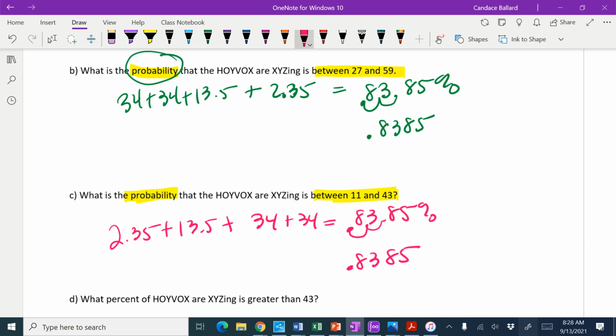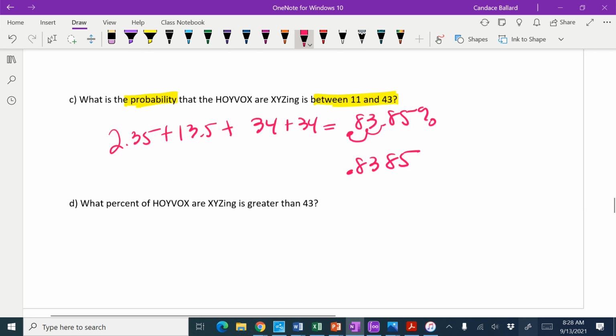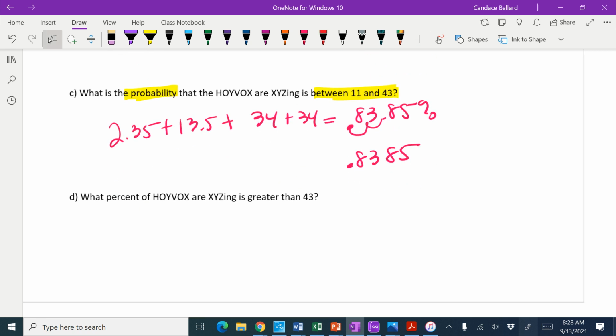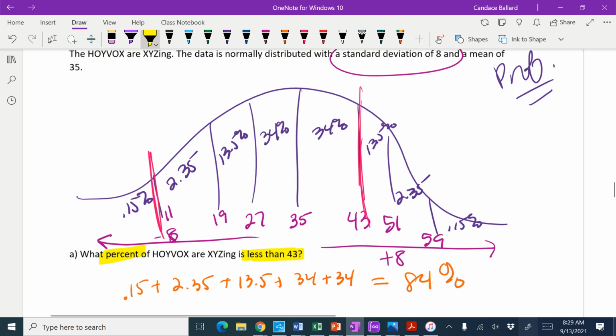Okay. So there's 3 scenarios, right? It can be less than something, it can be between 2 numbers, or it can be greater than something. So this last one is the greater than. So what percent of the Hooivax or XYZ is greater than 43? So what am I going to focus in on? What words? Percent. What else? Greater than 43. Perfect.